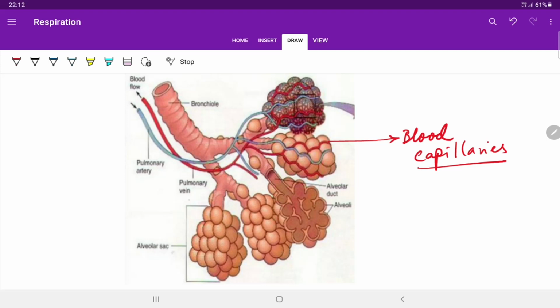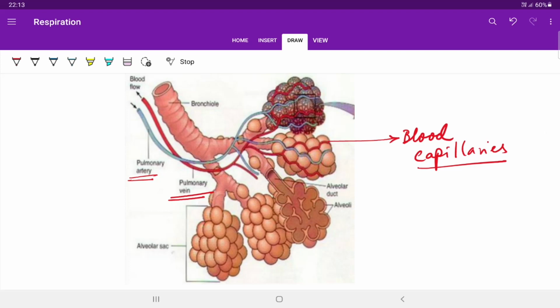The red color is carrying the oxygen-rich blood, and it is coming from where? It is coming from the pulmonary vein. Okay, we will discuss more about this when we talk about the circulation of blood in human beings. And the blue color blood capillaries are carrying the carbon dioxide-rich blood, and they are a part of the pulmonary artery. You can see there is a tuft of blood capillaries surrounding the alveoli, and here the gaseous exchange takes place.